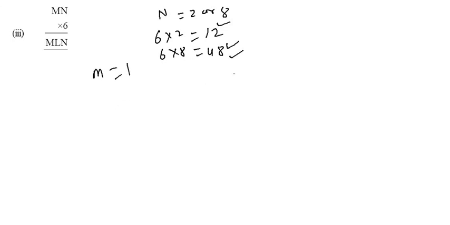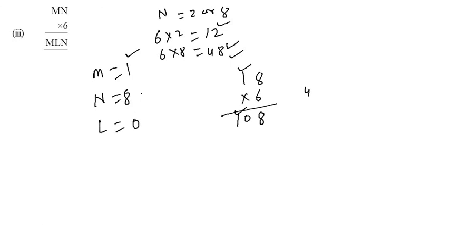Now let us see what will happen. 1 and 8. So we can multiply by 6. We get here 6 times 8 is 48. So 4 is carry and 6 times 1 is 6 and 4 that is 10. So you have to see both numbers are same. So that means m is equal to 1, that is the correct value, and n is equal to 8, and what is l? l is equal to 0. So these are the answers of this question.